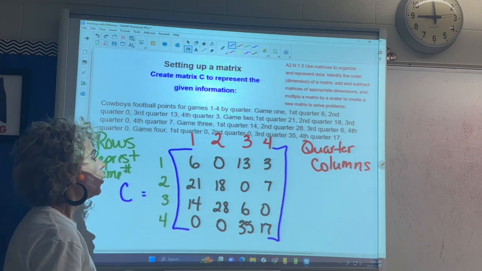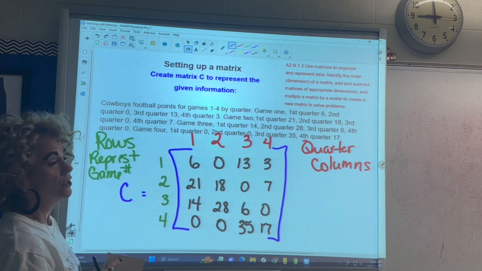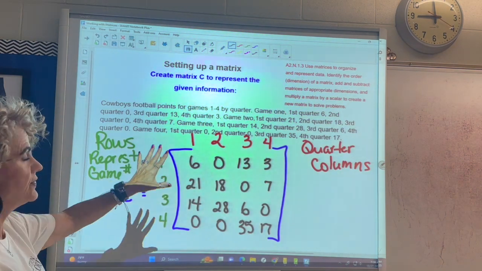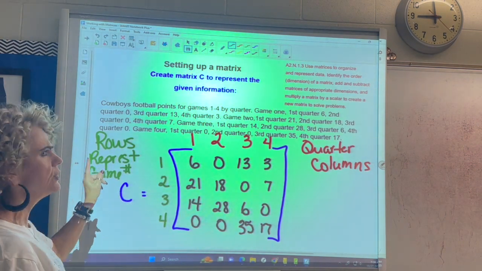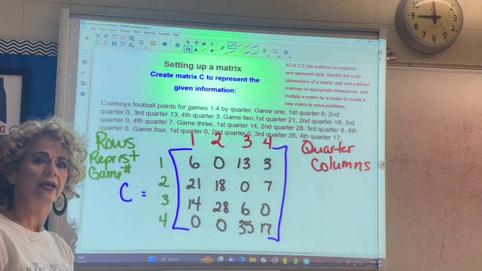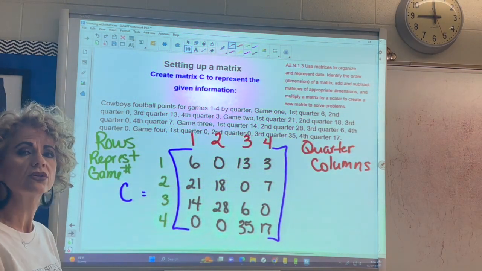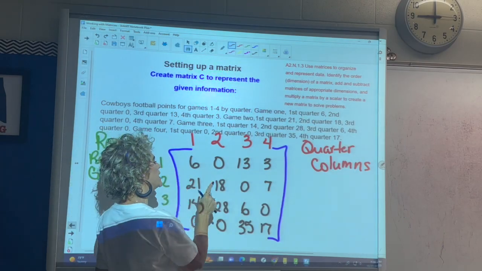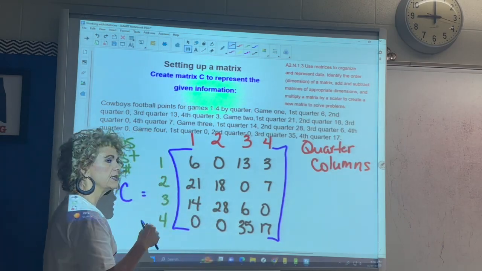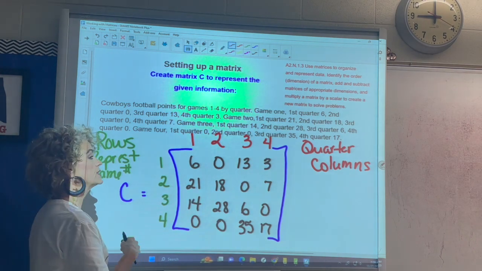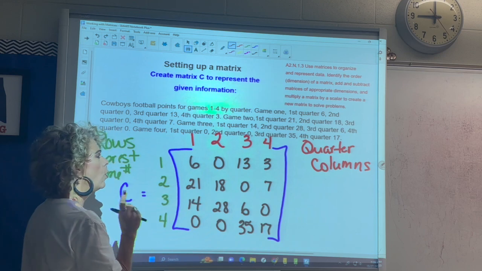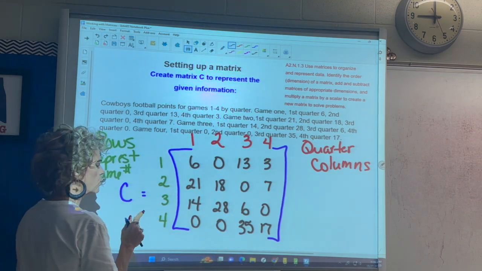Now, with this knowledge in your journals, you should have this example in your journals, I want you to tell me which game the Cowboys scored the most points. Now, don't forget to tell me which one of these games did the Cowboys score the most points. Was it in game 1? Was it in game 2? Was it in game 3? Was it in game 4?